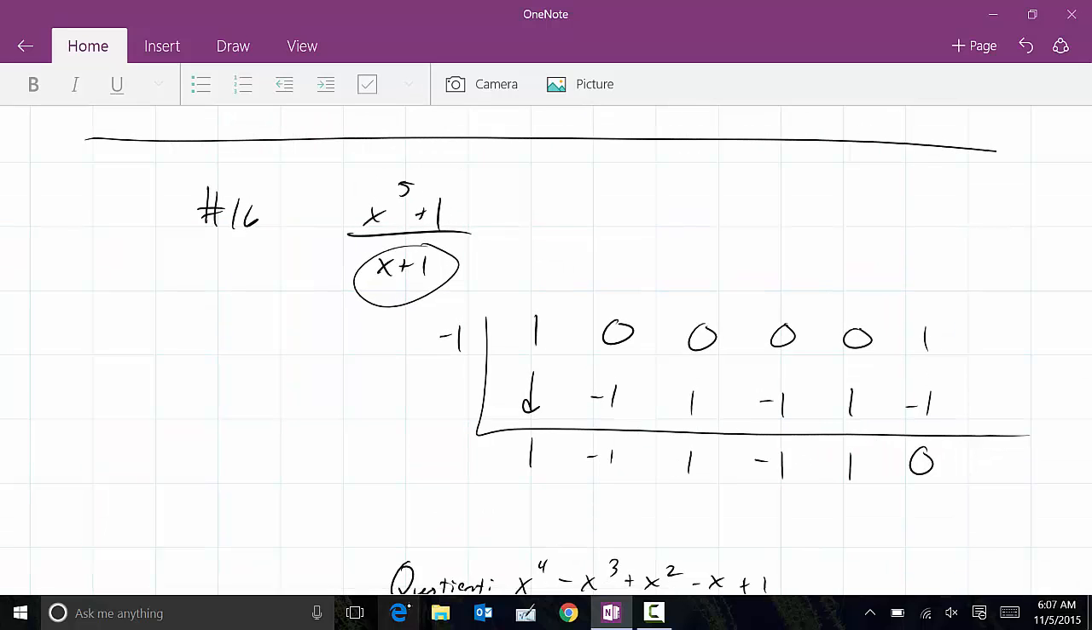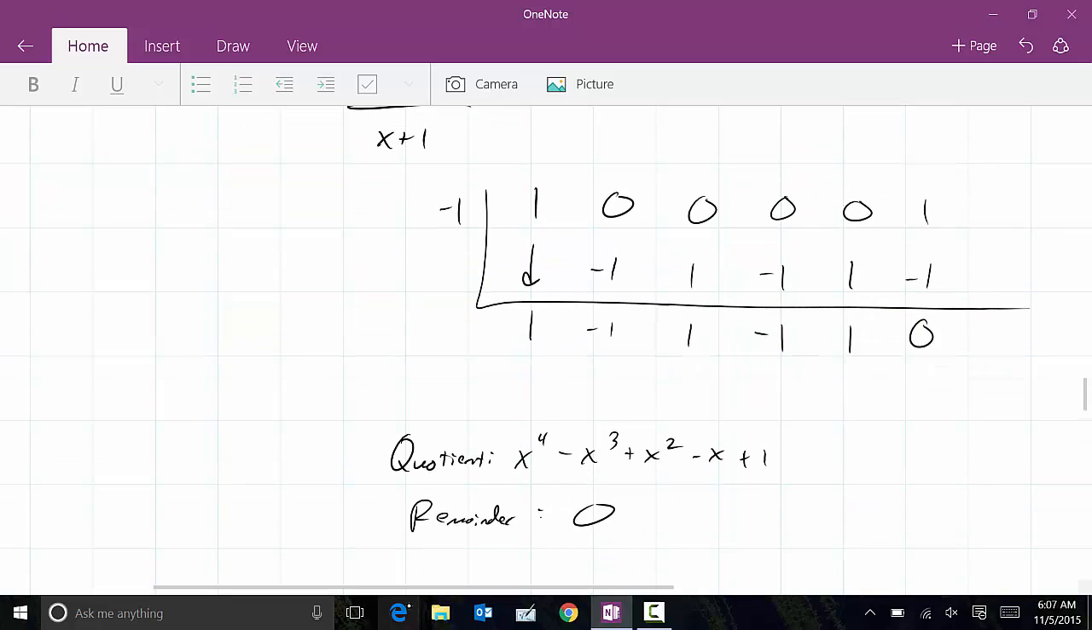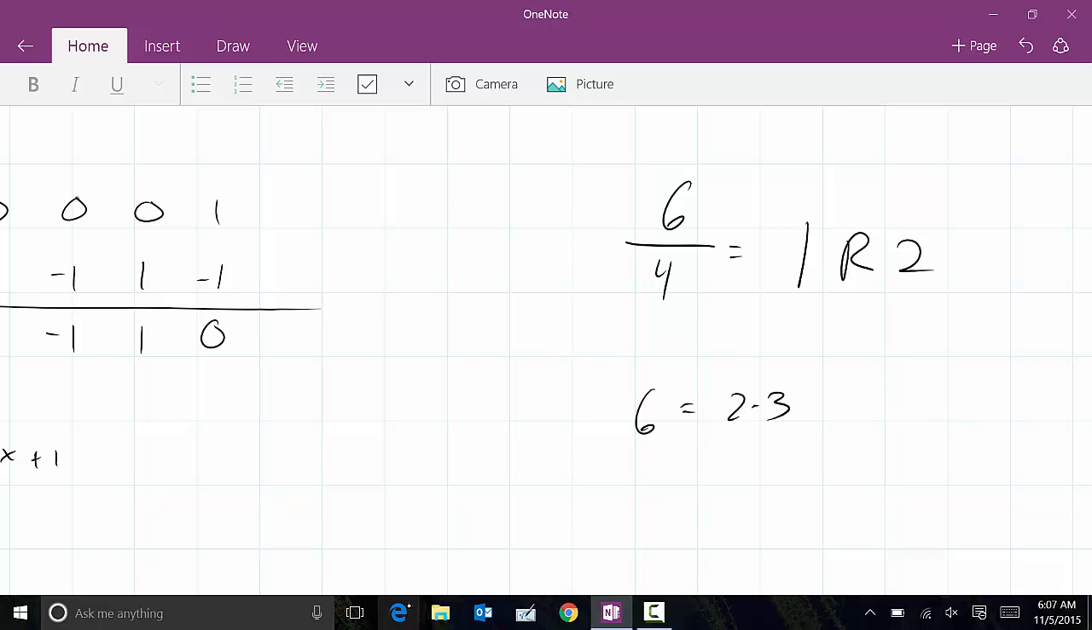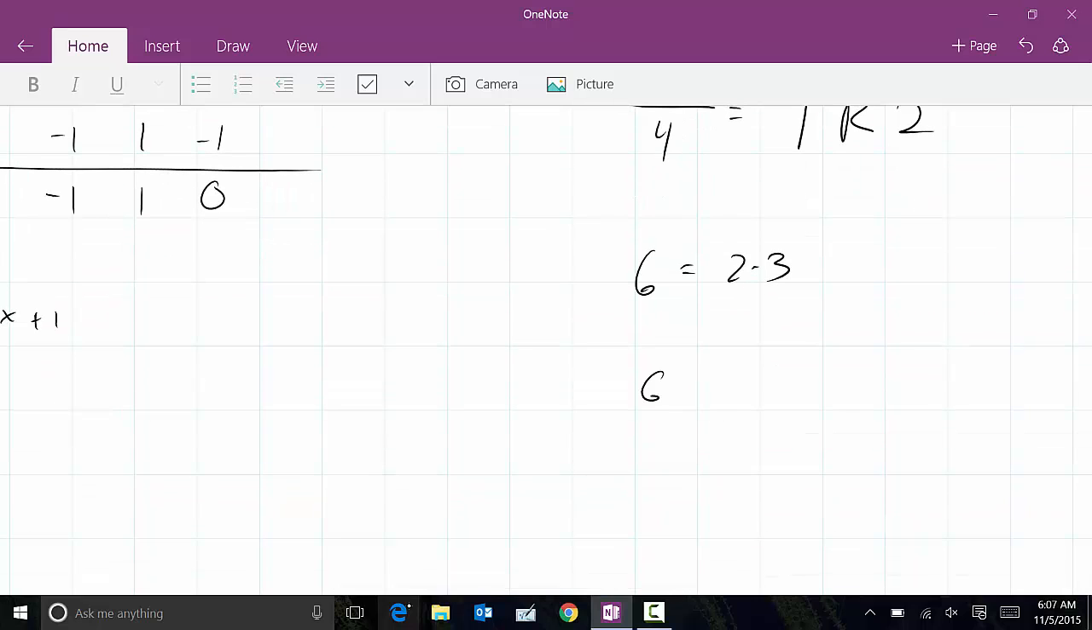Let me give you a comparison. If you had something like 6 divided by 4, you could write this as 1 with a remainder of 2. You could say 6 will go into 4 once with a remainder of 2. And we all know that 4 is not a factor of 6. If you write 6 in its prime factorization, 6 is going to be 2 times 3. Well, similarly, if we took 6 and divided it by 2, which is one of the factors, then you're going to get 3 with a remainder of 0.